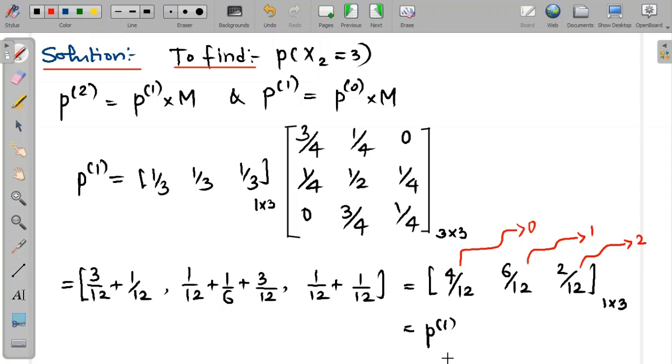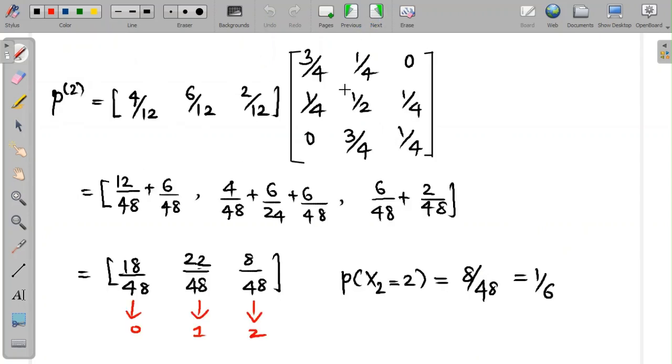Now this is after one time step. Since the question wanted us to discuss two time steps, we'll proceed with this once more. So P2 will be P1 times M, which is again the product of two matrices of order 1 by 3 and 3 by 3 respectively. The resulting matrix is of order 1 by 3 and that's the answer: 18 by 48, 22 by 48, and 8 by 48. And since we are focused on state 2, our required answer is 8 by 48, which is equal to 1 by 6. That solves the first question.